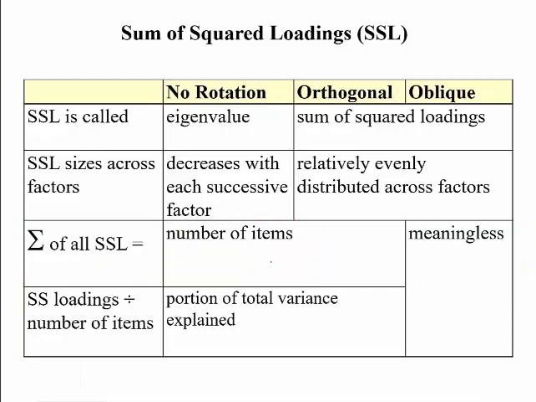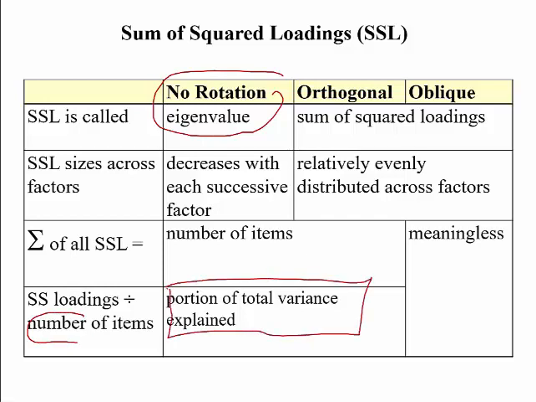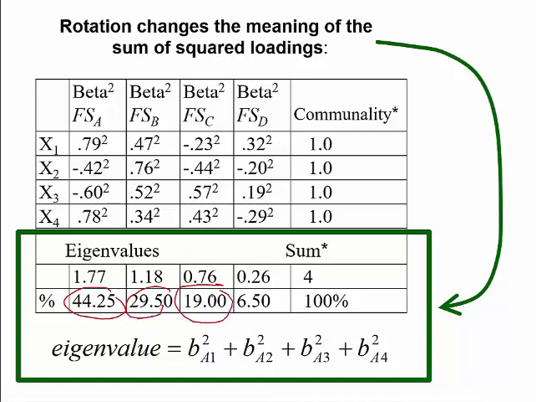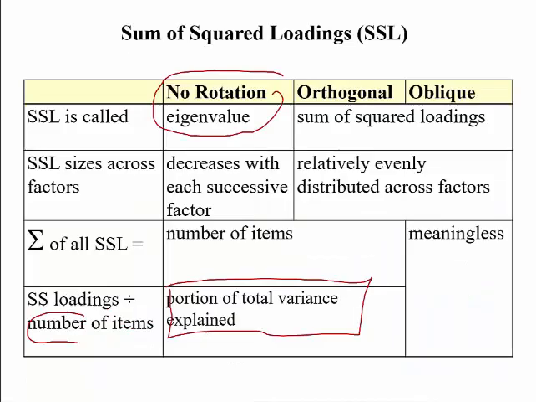And recall that before, with our original example with no rotation, we calculated an eigenvalue and then divided it by the number of items to get the proportion of total variance that was explained by that component or factor. Let me back up to our previous slide. We saw that, for example, factor score A explained 44% of the variance, factor score B explained 29%, factor score C explained 19%, and so forth. So we took each eigenvalue, divided by the number of items, and got the percent of variance explained by that component or factor.